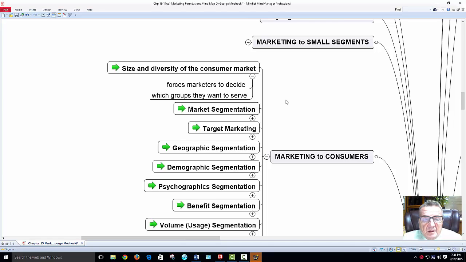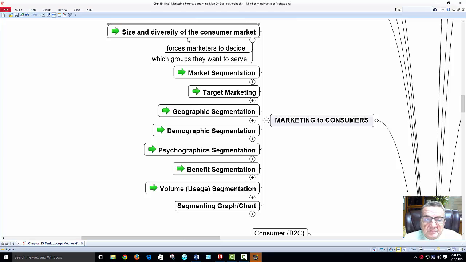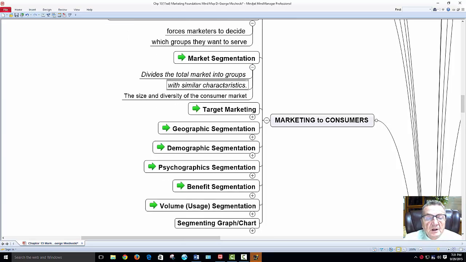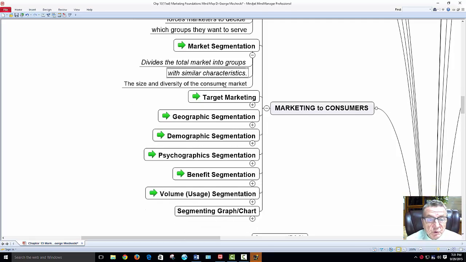Okay, so I'm looking at why I should diversify by size so I could target. I'm going to segment the market, which divides the total market into groups with similar characteristics. I'm not stereotyping, similar characteristics, the size and diversity of the consumer market.